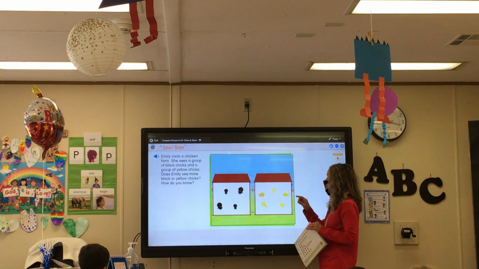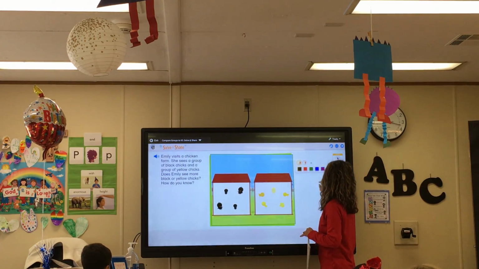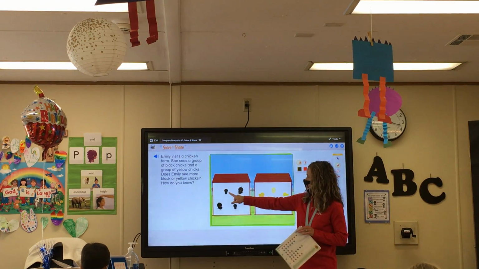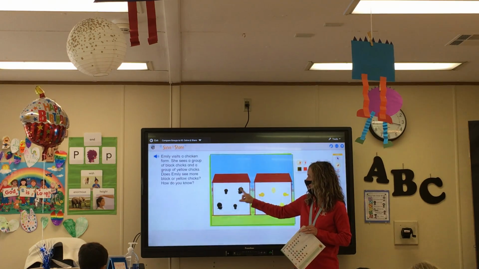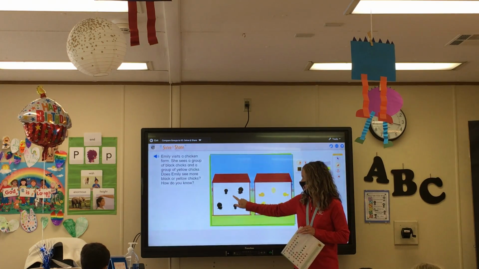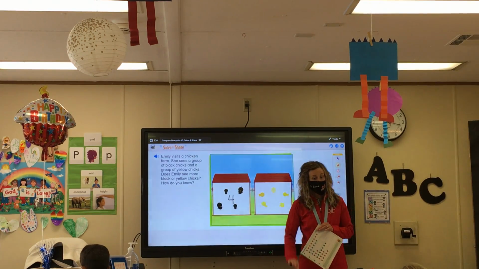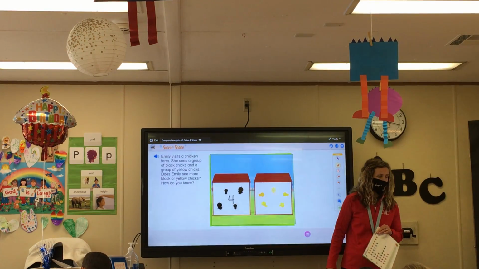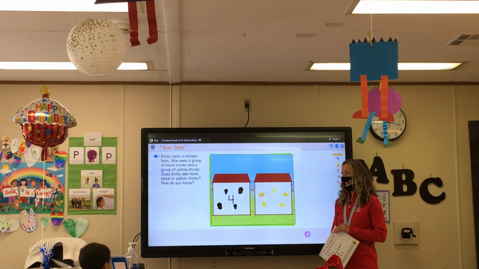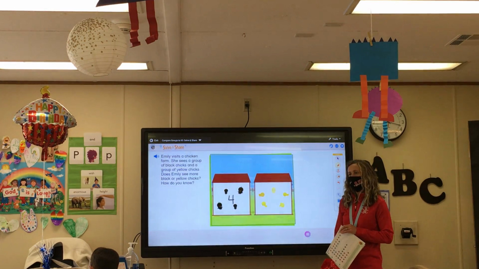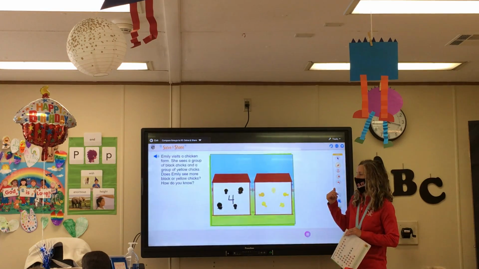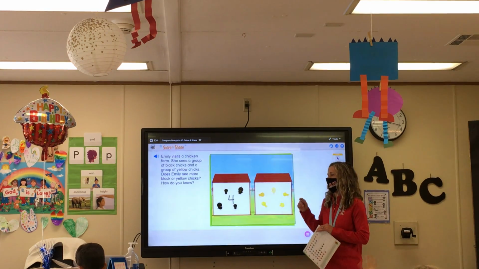So let's go ahead and we're going to count the black chicks first. Here we go. 1, 2, 3, 4. I'm going to write the number 4 in the middle here, just so I remember my number, okay? Write that number 4 in the middle. We're counting them. Yep, we're counting them. Okay, and I probably should mark them as I count them, it would be easier, right? Then we can circle them as we count them.